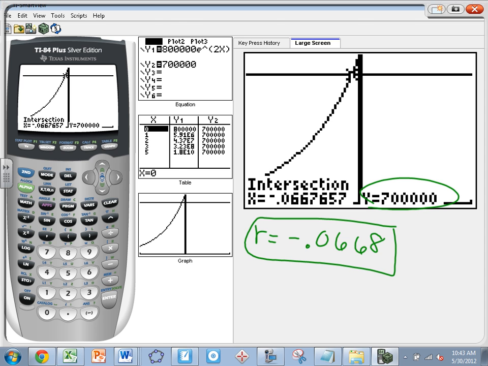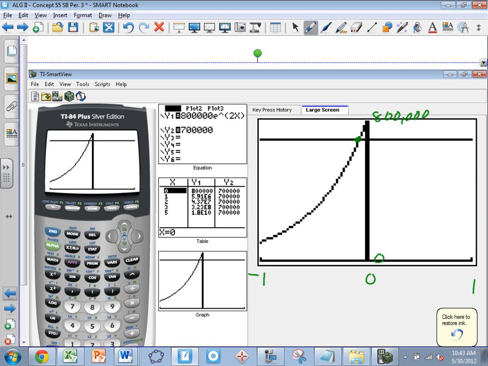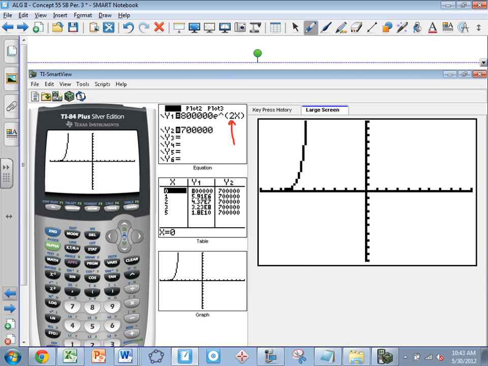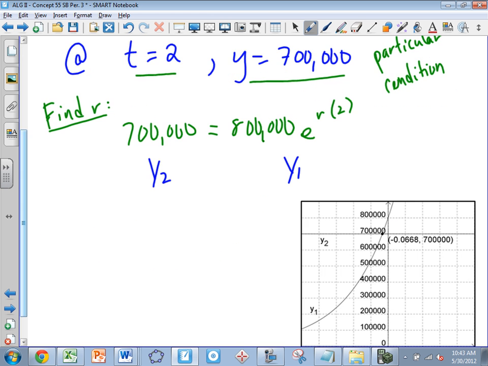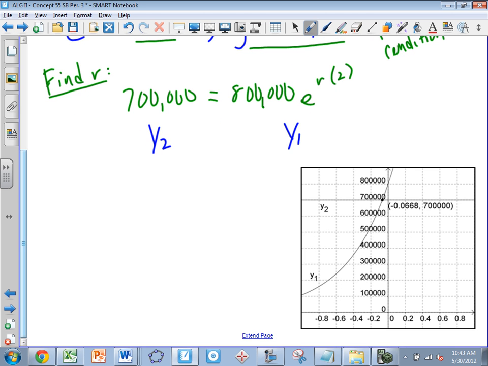Let's go back to our actual smartboard file. Let's take a look. Bring it back to the problem. All right. So when we do this, this is what we see, and this is what I just showed you guys on the other graph. And here's our rate right here. Okay, so let's write down R equals negative 0.0668.